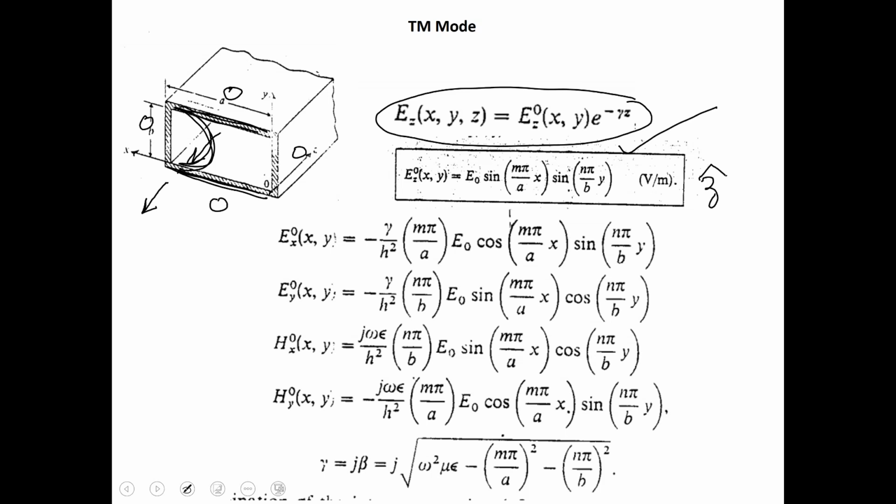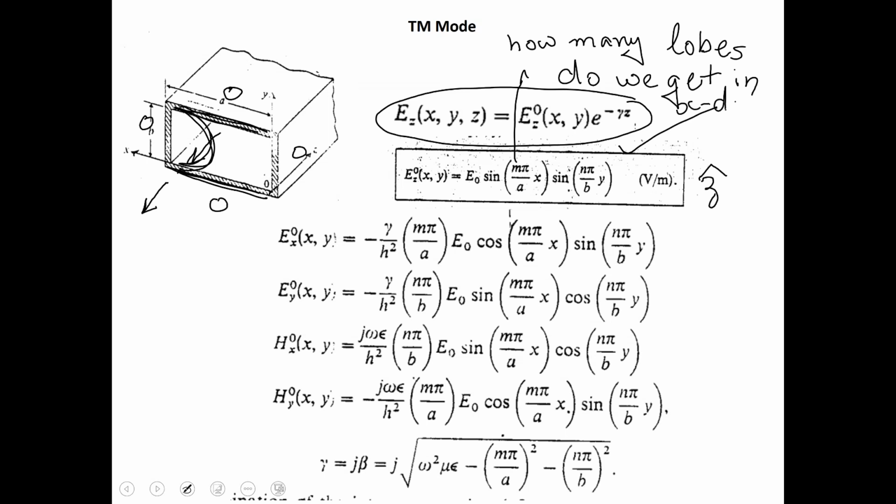What does m mean? m means how many lobes do we get in the x direction?